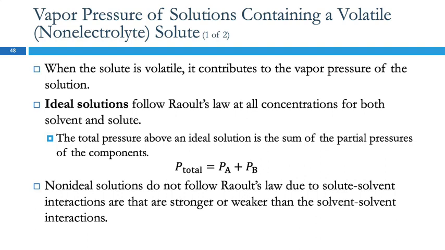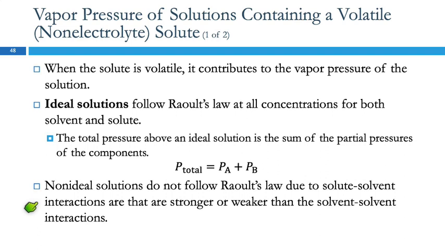So when we have a volatile solute, it's going to get in the way of the solvent evaporating, but the volatile solute is also going to evaporate and contribute to the total vapor pressure. So we can talk about ideal solutions and non-ideal solutions. Ideal solutions follow Raoult's law. Doesn't matter what the mole fraction is, they're going to follow Raoult's law, and the total pressure above the solution is going to be the partial pressure from each of those parts of the solution.